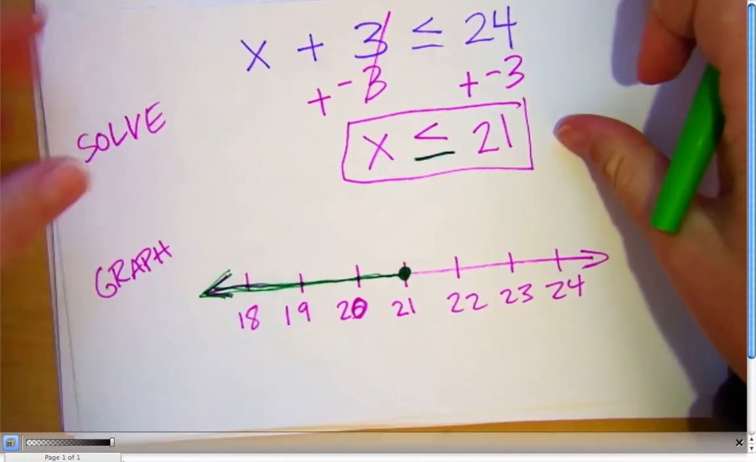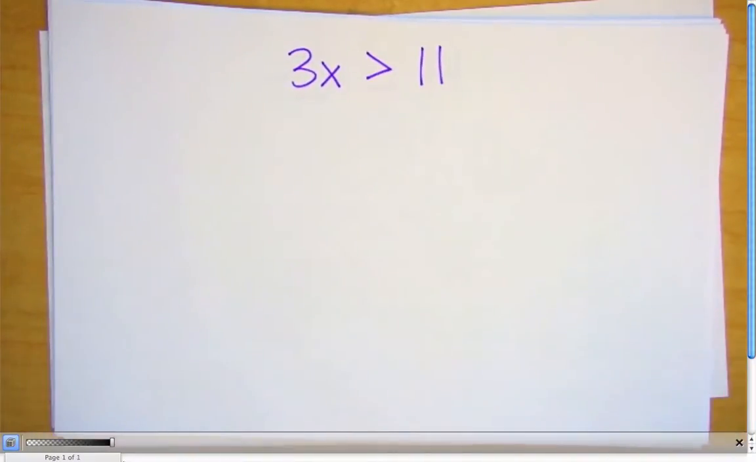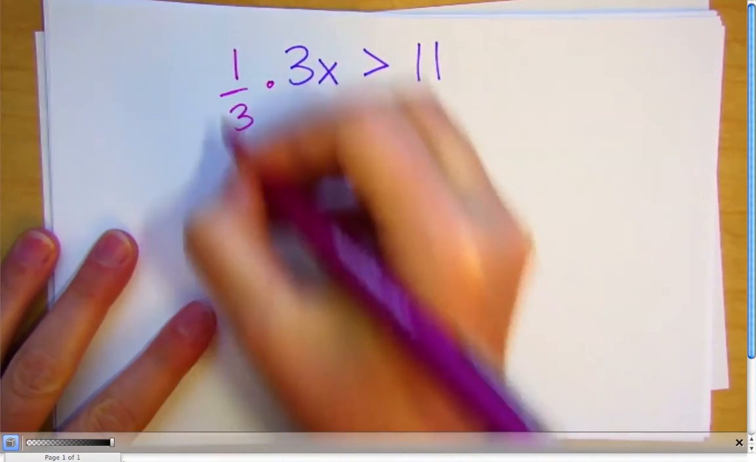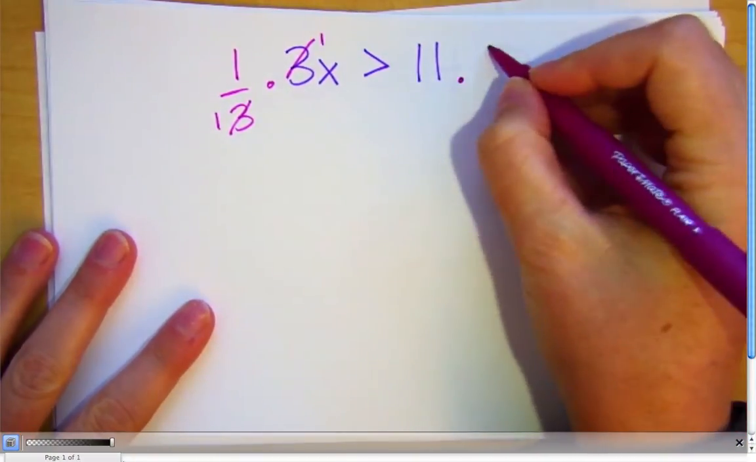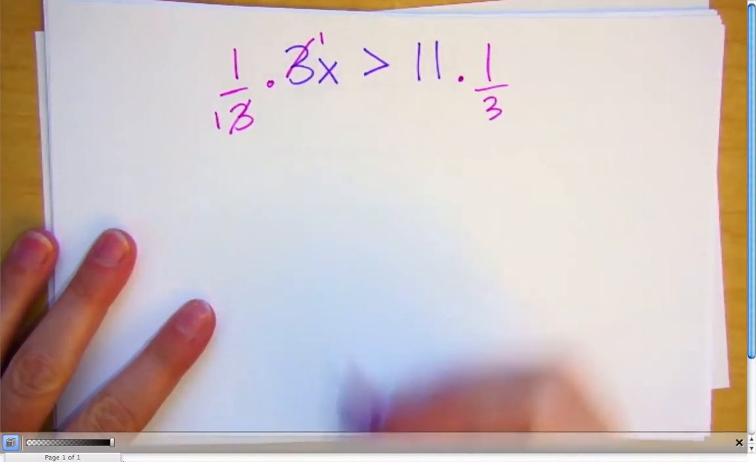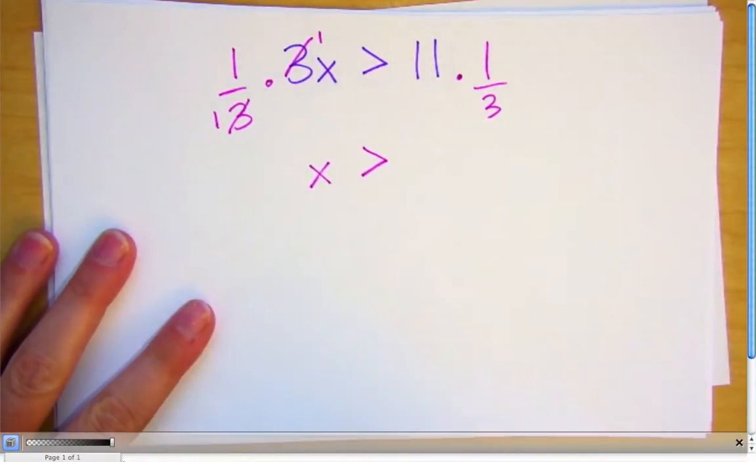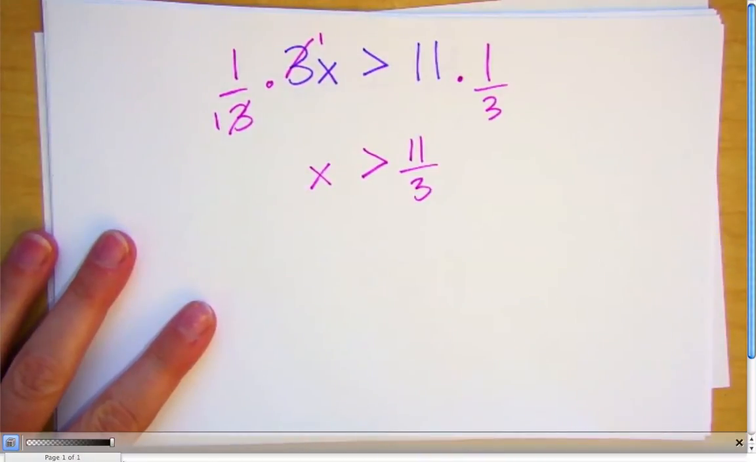All right, let's look at another one. Just like with my equations, I'm going to solve this one the same way. I'm going to isolate my x by multiplying by 1 over 3. So that will cancel those out to 1. And we'll multiply this side by 1 over 3. So I have x left on this side. Keep my same inequality symbol. And this is 11/3. So there's my solution. I've solved my inequality.